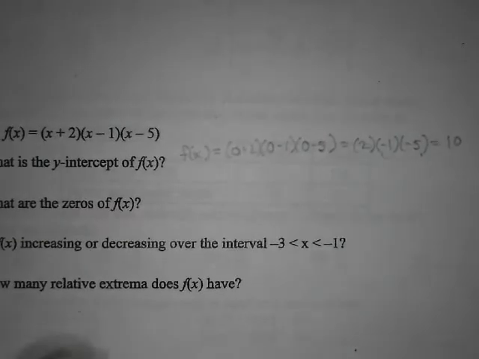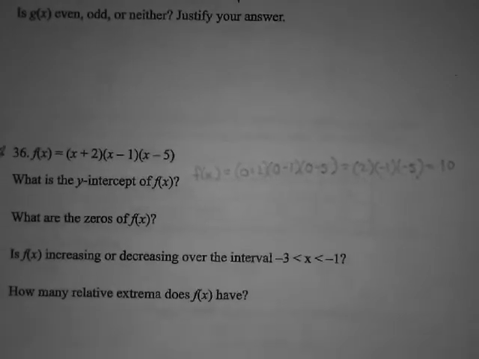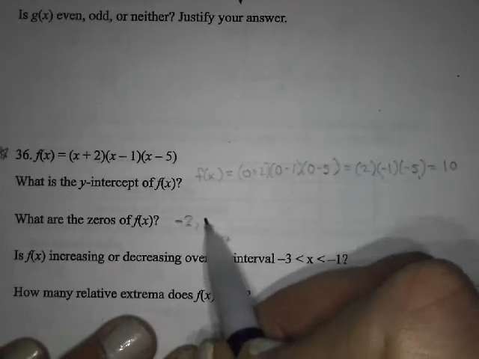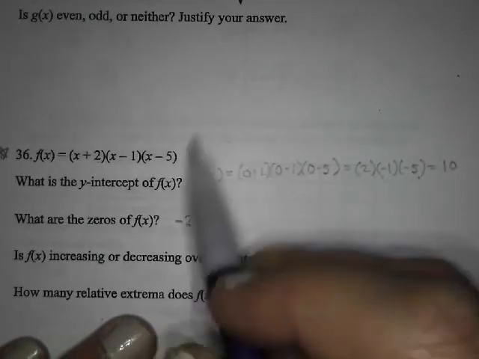What are the zeros? Your zeros come from your factors, right? And since this is already factored, life is pretty good. If the factor is x plus 2, what's the root? Negative 2. If it's x minus 1, the root is 1. And if it's x minus 5, the root is 5.